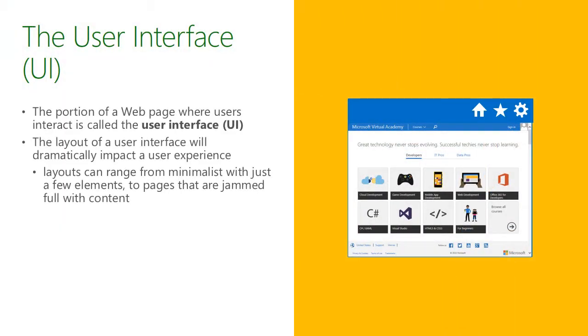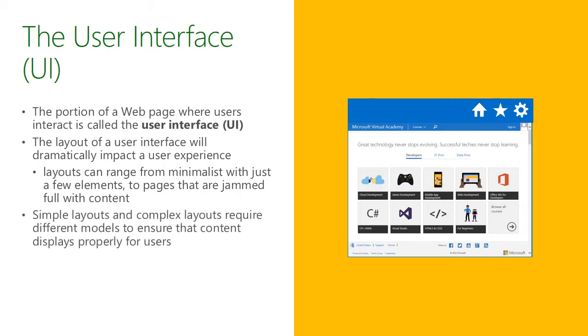So the UI, or the user interface, is the portion of a web page where users interact. The layout of a user interface will dramatically impact user experience. Layouts can range from minimalist with just a few elements to pages that are jammed full with content. Simple layouts and complex layouts require different models to ensure that content displays properly for users.